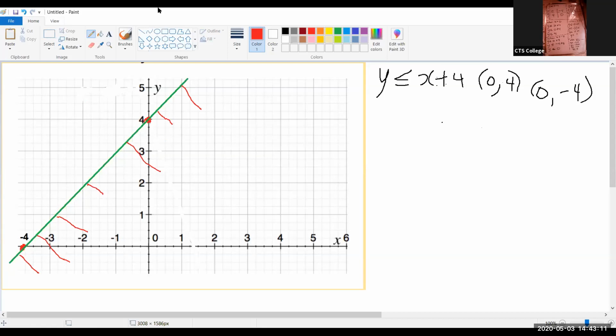Next, let's do our next line now. Y is less than or equal to -x plus 1. And our coordinates were what? 0, 1, and then 1, 0. Right. So let's plot our coordinates now.